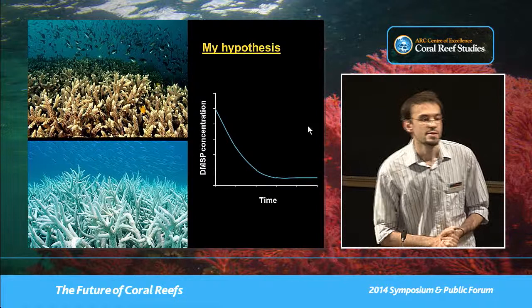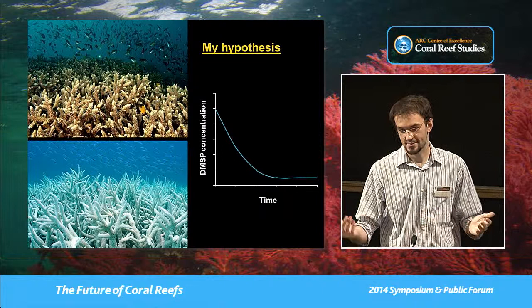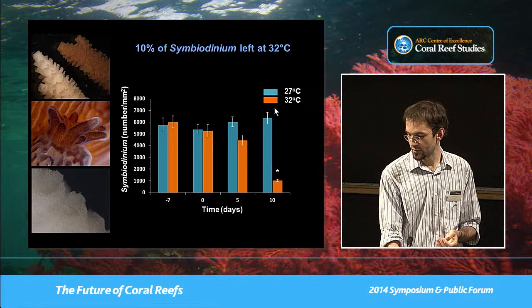My hypothesis was that as the corals bleach and lose their DMSP-producing Symbiodinium, the level of DMSP in the corals would go down. That's a fairly reasonable assumption. Not surprisingly, the levels of Symbiodinium did decrease during thermal stress, representing only 10% of their original densities after 10 days at 32 degrees.